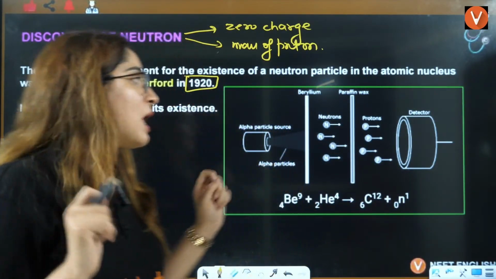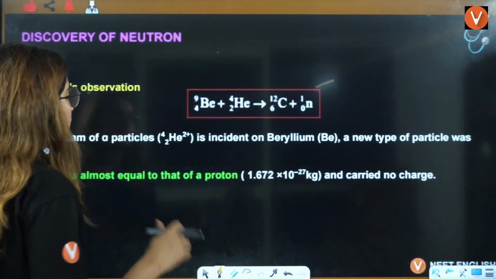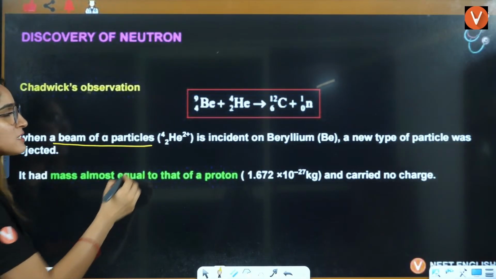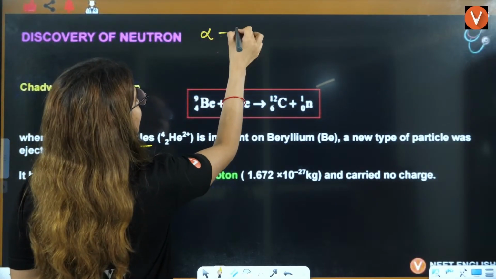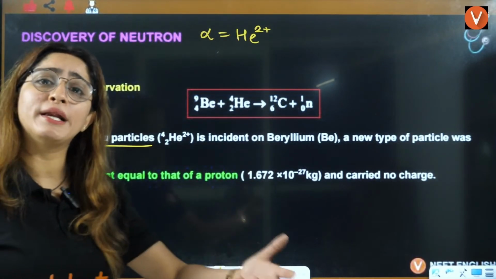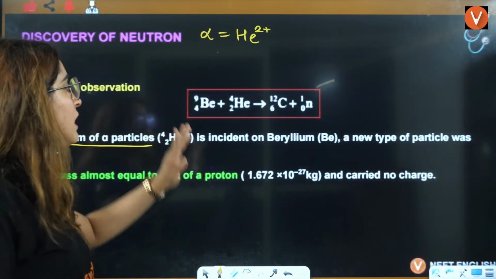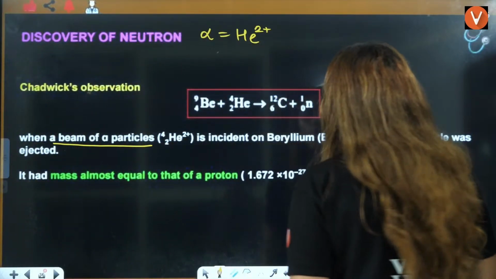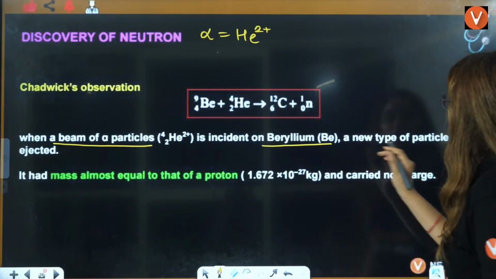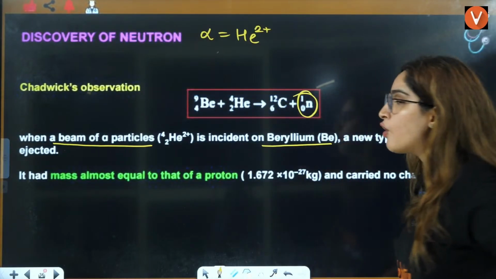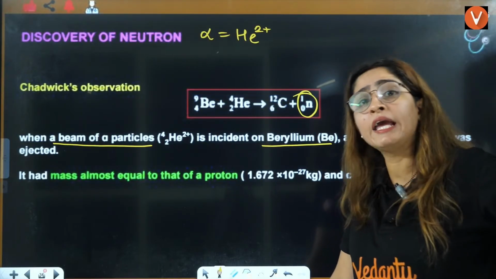Okay, so how we did it? It was a very simple thing: a beam of alpha particles. What are alpha particles? That is helium 2 positive. From helium you take out 2 electrons, that is your alpha particle. Alpha particles are bombarded, incident on the beryllium, and a very new type of particle was ejected, that is your neutron.